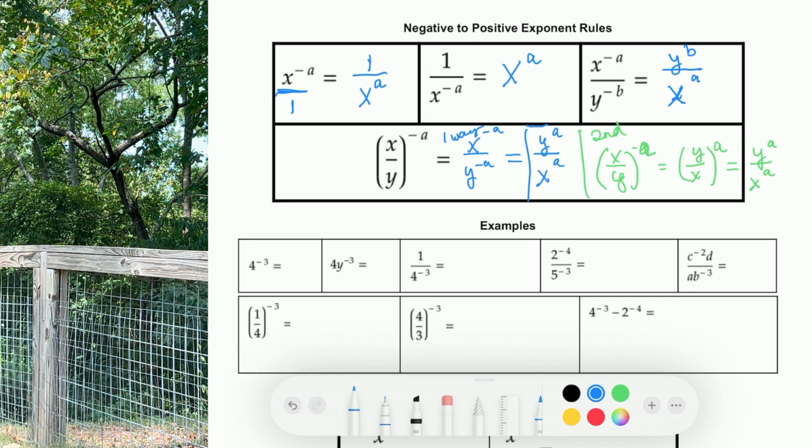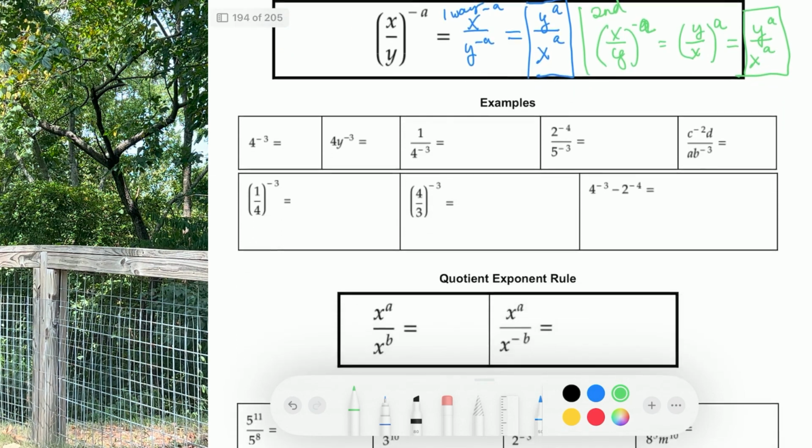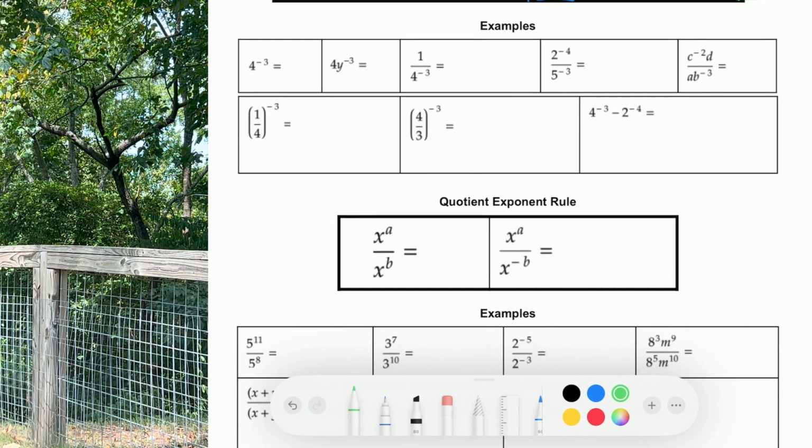So again, that's just showing you 2 different ways that you can kind of look at it. And whichever one makes the most sense to you, that's the one you can use. And sometimes, depending on the problem, maybe one way is what we need to do versus the other way. So I want to make sure you know both ways. Let's look at some examples of that.